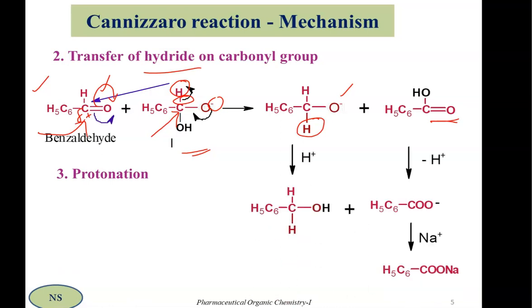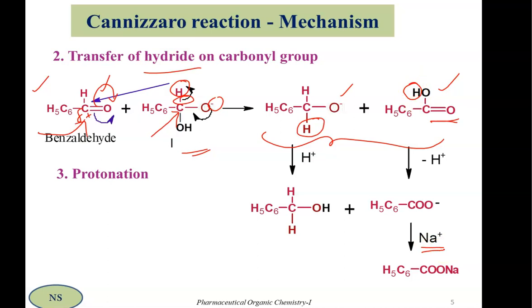So the next step involved is protonation. So what happens in this protonation? We have seen these are the products of the second step. Already here we get benzoic acid as the product, and the nature of acid that you know already, always the acid will undergo deprotonation. So these acidic protons will be shifted in the presence of sodium ions.